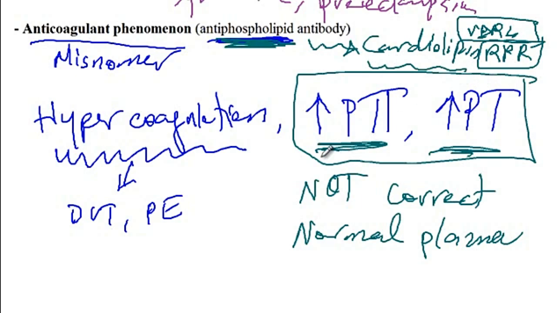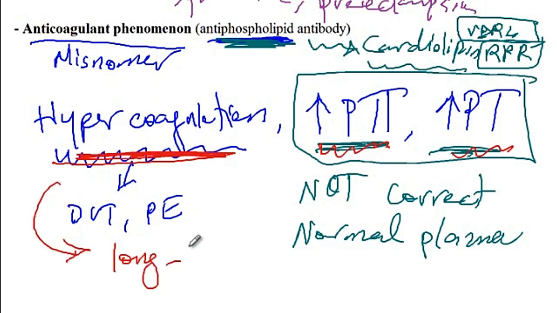So in any case, I would like you to know that patients with SLE have a hypercoagulation state despite there being an elevated PTT and PT. And thus, due to the hypercoagulation state, you will have to provide them with long-term anticoagulation with warfarin.